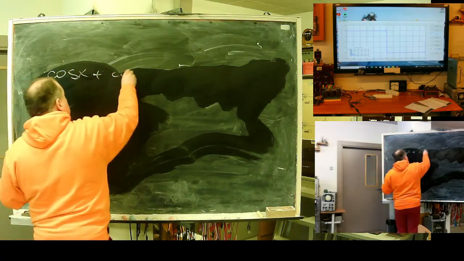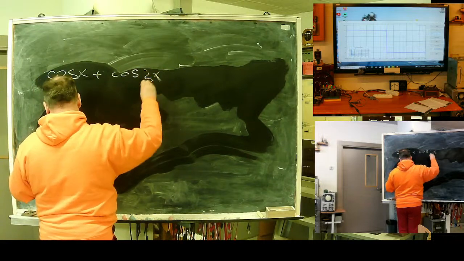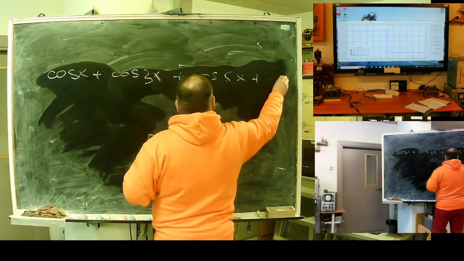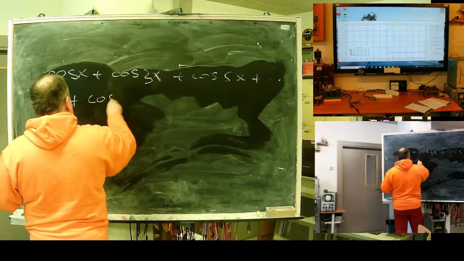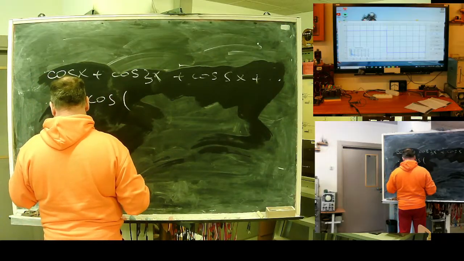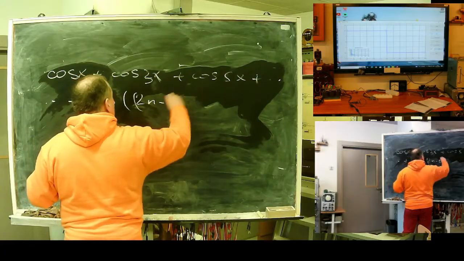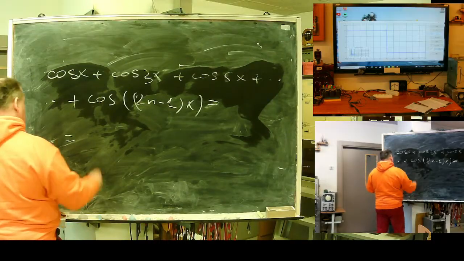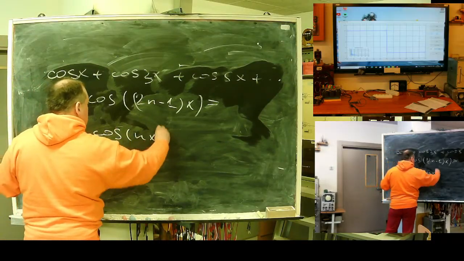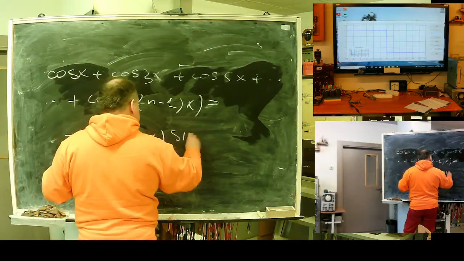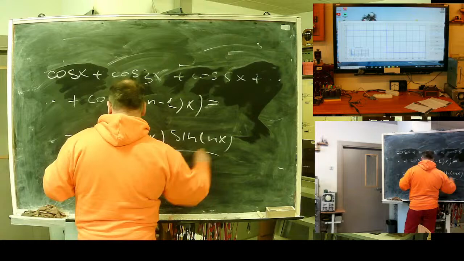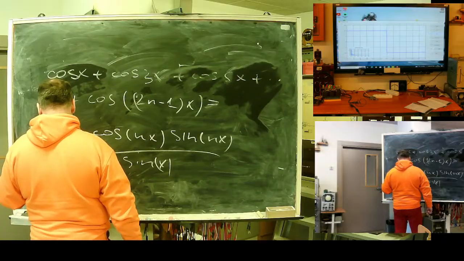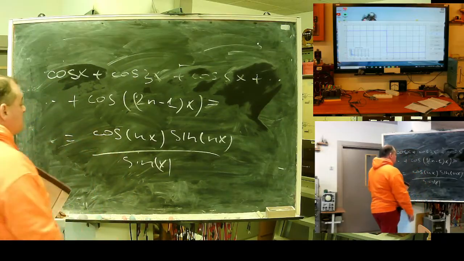Cosine x plus cosine triple x plus cosine 5x plus and so on, plus cosine of (2n minus 1)x can be substituted with cosine nx sine nx divided by sine of x, and yes, this can be simplified.